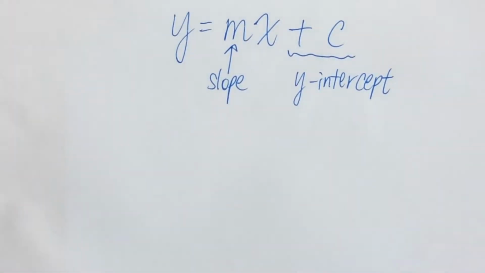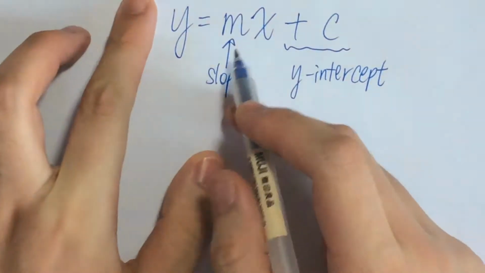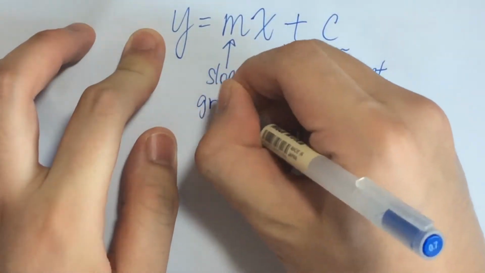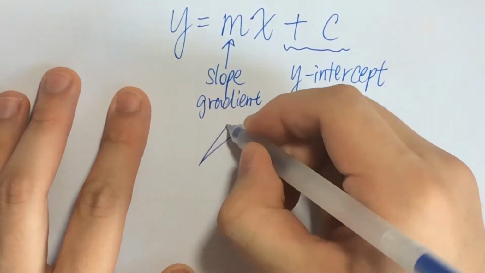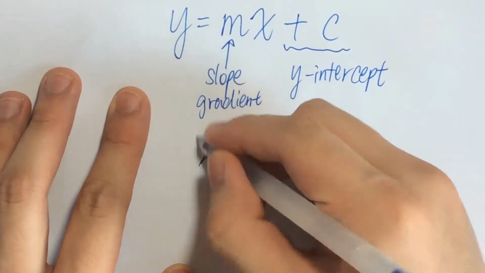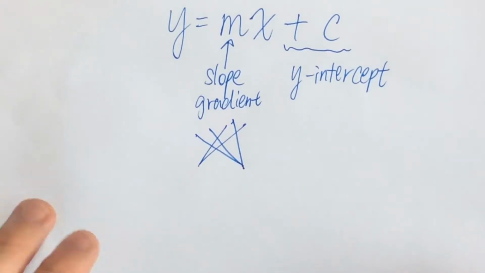y equals mx plus c is the equation of a straight line. You can usually express the equations for any straight line, however it moves, however it looks, in this form, basically. So m is the slope or gradient, which means how slanted it is, whether it's like this, or even like this, and this. So how slopey it is.